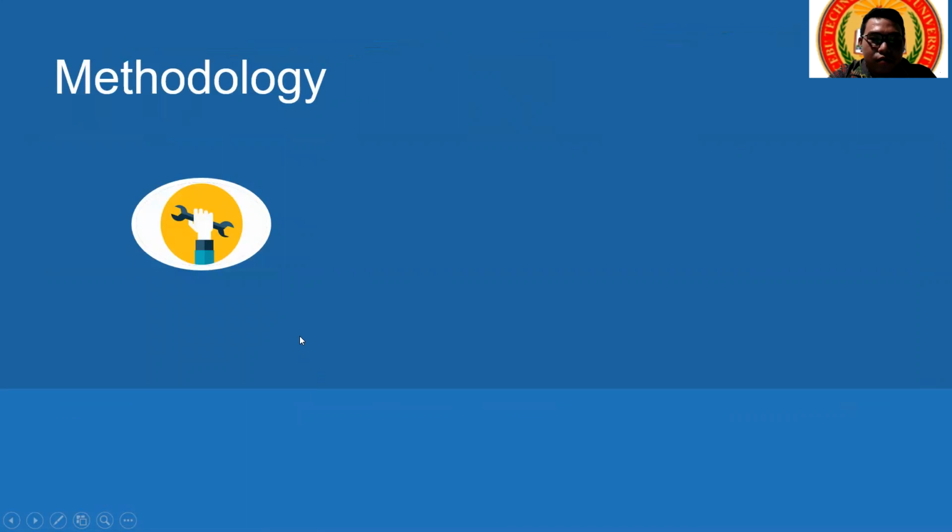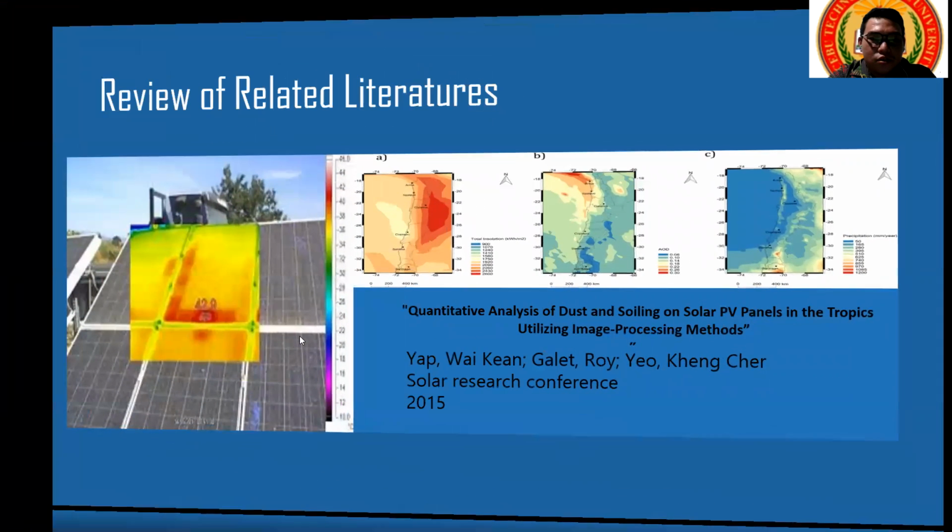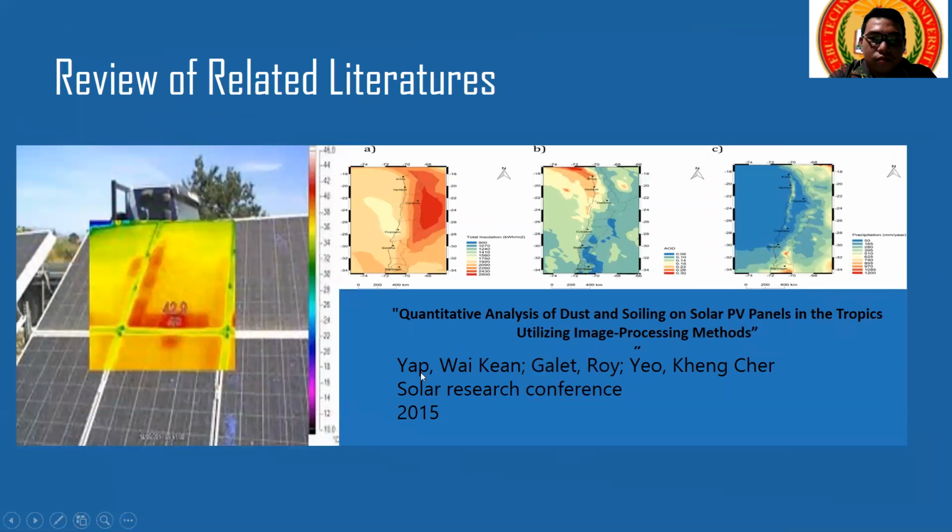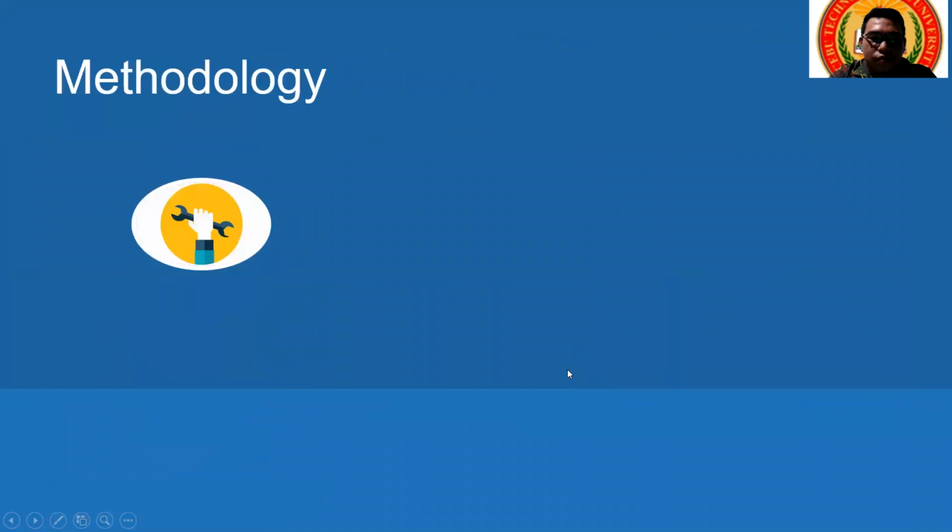So in the mentioned literature, in general, dust accumulation is a major concern for PV systems, as it limits the sunlight transmitted to the surface, and thus the energy generated from the modules. So it means efficiency is affected. So let's go now to the methodology.